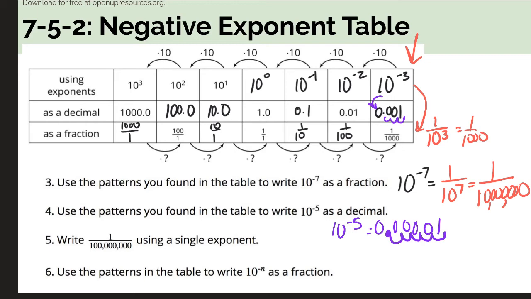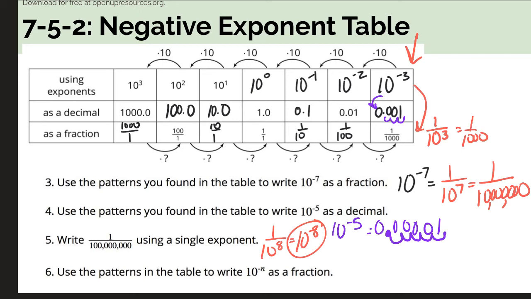Number 5, write 1 over 100 million using a single exponent. Well, that could be 1 over 10 to the, that's going to be 8th power, because there's 8 zeros, which is the same as 10 to the -8 power.